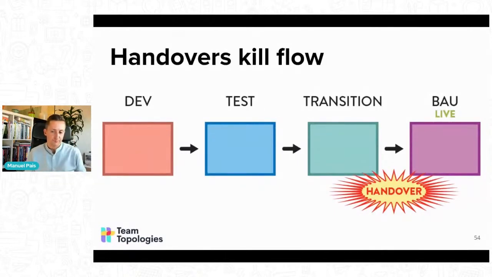So in many cases, to make a change from idea to production, organizations spend 85% of the time in wait states. So one team waiting for another. So it's critical to look at this and try to reduce handovers.